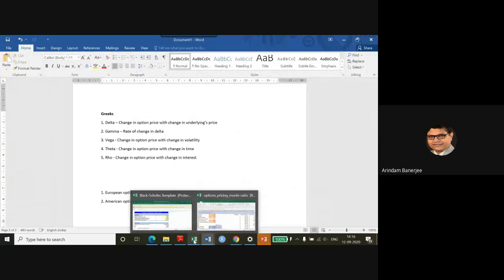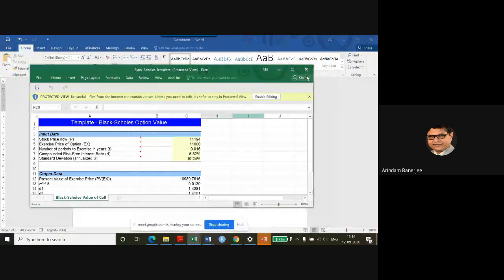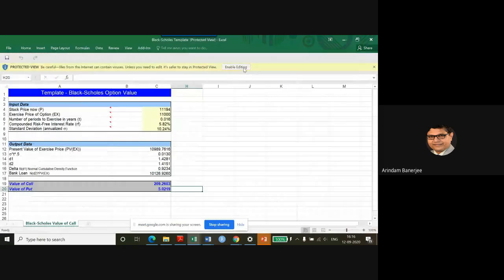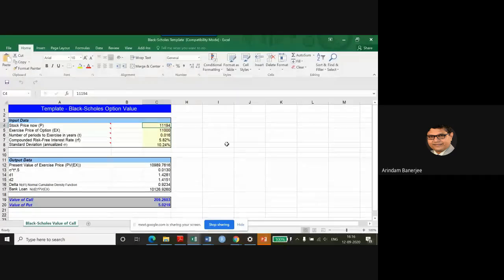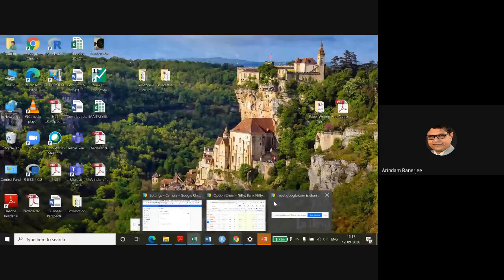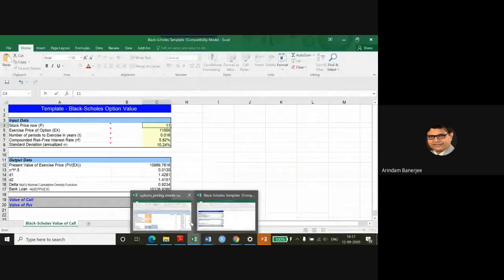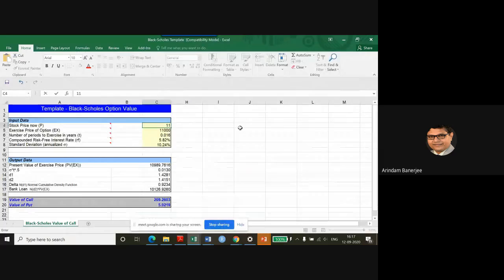I want to show the calculation part. With the advent of Excel, it becomes very easy. So let's see, this is a template. Stock price now, the spot, we have seen it, 11464. Strike price we consider 11300, for example. Number of periods, it is fine.